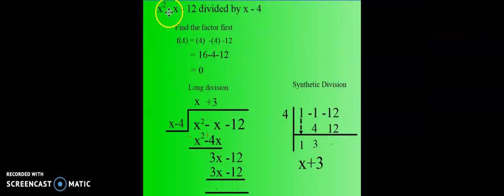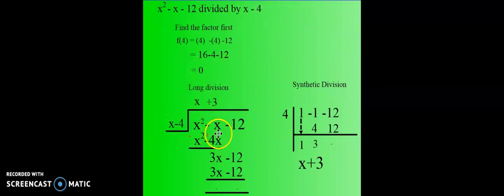Right, so x squared minus x minus 12 is divided by x minus 4. Sometimes they may give me the factor, sometimes they may not give me the factor. If they don't give me the factor, I will try here f of 1, f of minus 1, f of 2, f of minus 2, f of 3, f of minus 3, f of 4, f of minus 4. In this case, f of 4 renders a 0. So now I know x minus 4 is a factor.